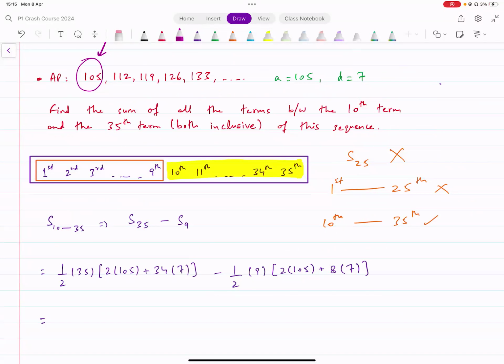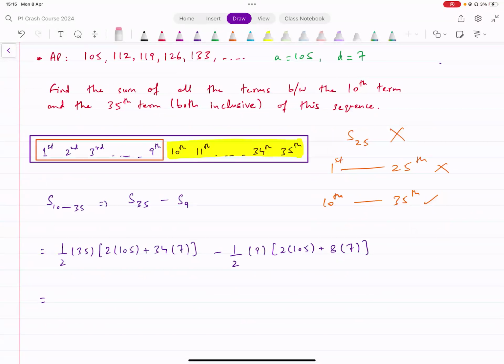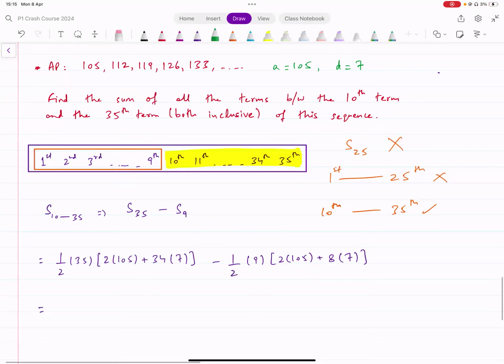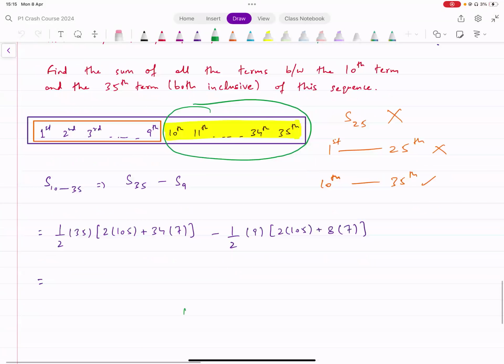Now let's have a look at another way of doing this. This could be one possibility. Another possibility could be that you treat it as a new sequence, in the sense that you start from the 10th term. So since you want the sum from the 10th term to the 35th term, you could first find T10. You could find the 10th term.